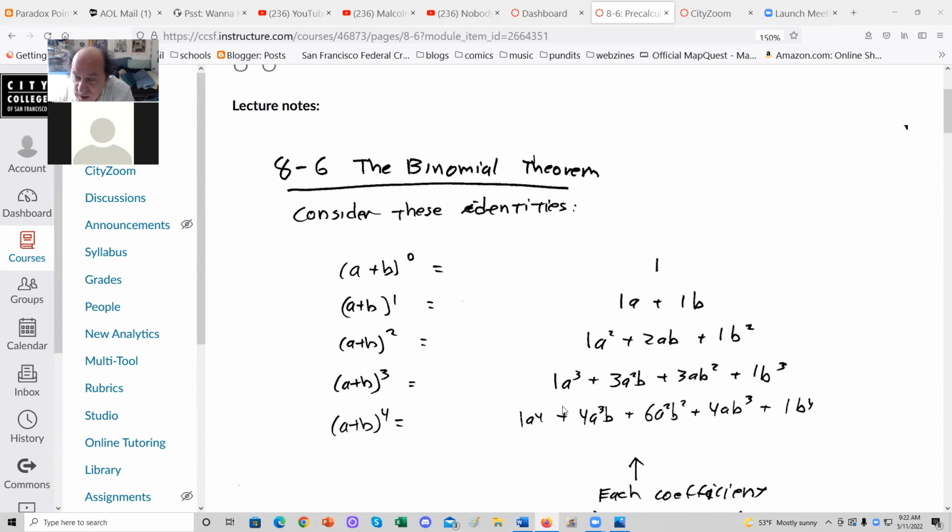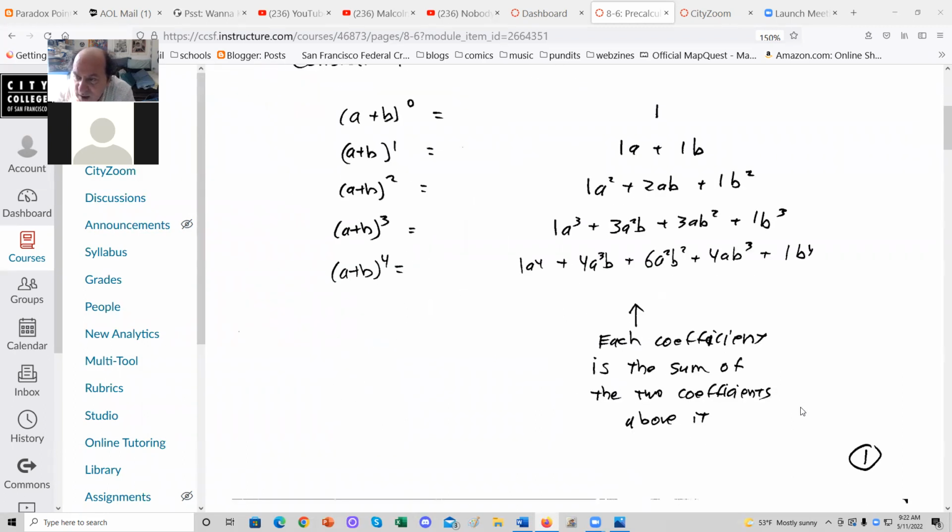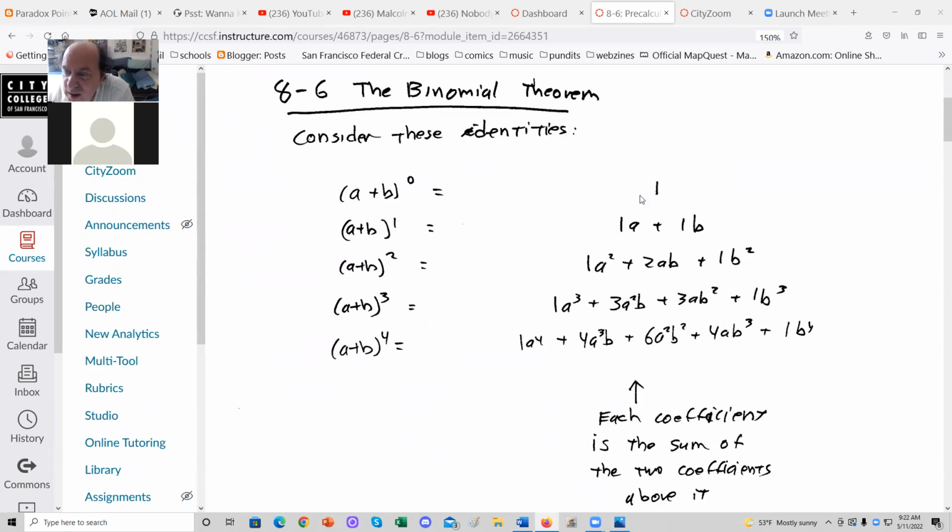The fourth power, if you multiply this out, is 1A to the fourth plus 4A cubed B plus 6A squared B squared plus 4AB cubed plus 1B to the fourth. Now here's the funny part about it. If you look at each of these terms, each coefficient equals the sum of the two above it.